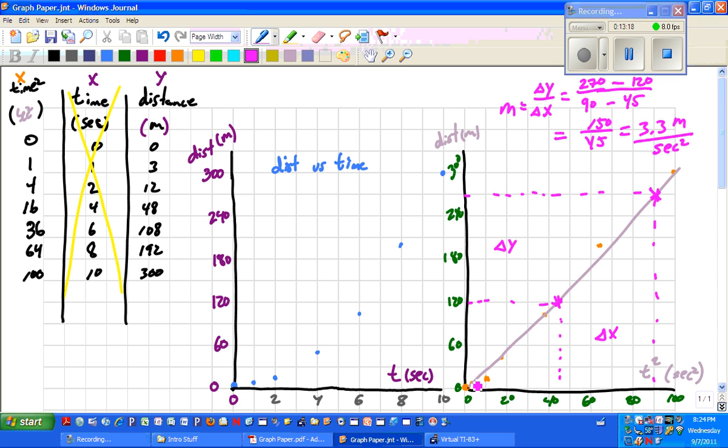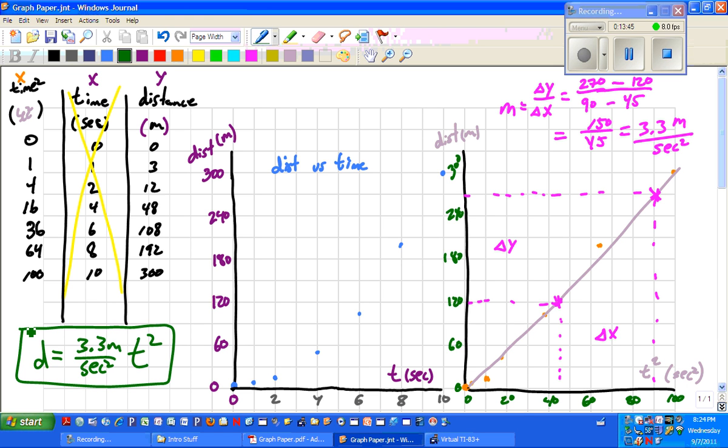It goes through 0, 0. So my final equation is distance, which is my y-axis, distance, is equal to slope, 3.3 meters per second squared, times time squared. That is the equation that fits this data.